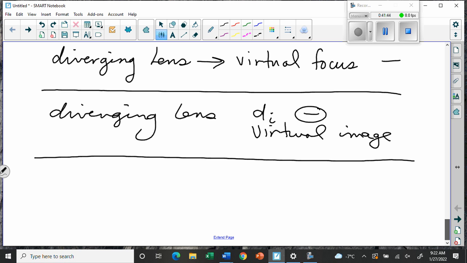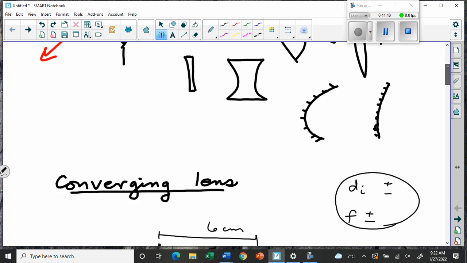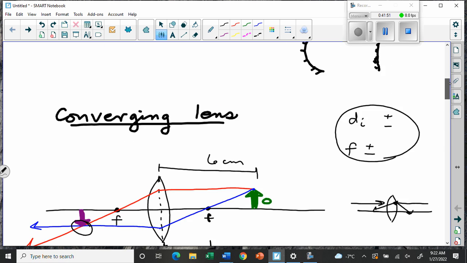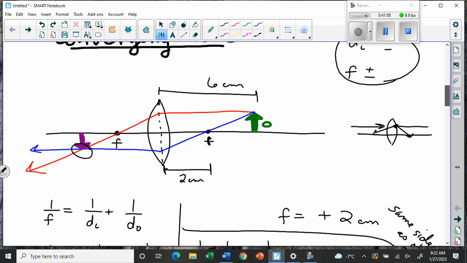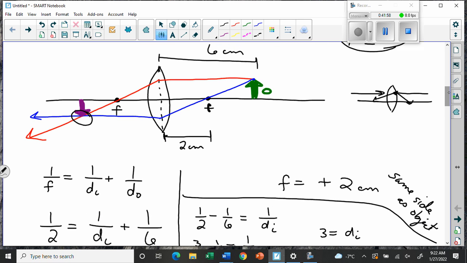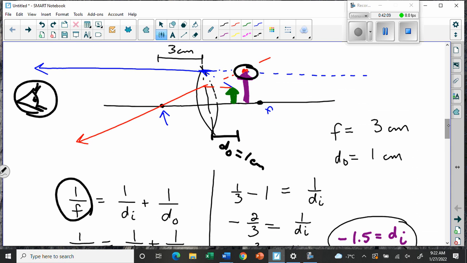But DI is a little bit tricky for converging lenses. I'm going to go right back to our first example. We did this first one, and we got a positive DI, a real image. So that was a positive DI. But notice where we are. Notice the object is out past the focus. We get a positive DI. But when you move in past the focus in our second example, look what happened. We got a negative DI. See, our object is now inside the focus. We got a negative or virtual image.